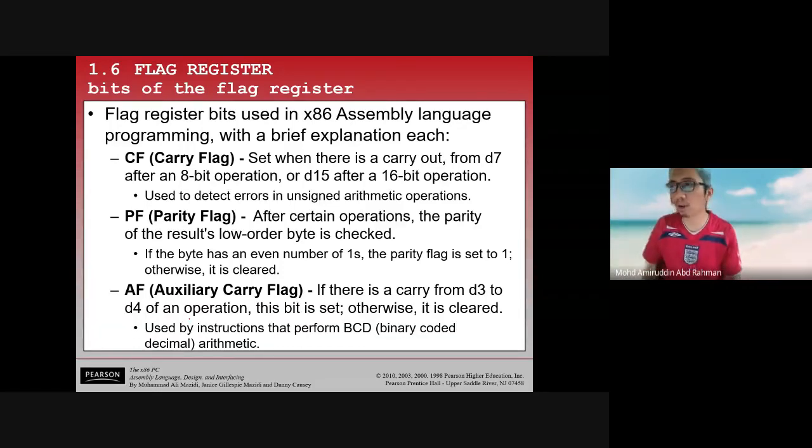Right, so the auxiliary carry flag is set if there is a carry from D3 to D4, for example. Otherwise, it is cleared. Okay, so this is for D3 to D4 only. That's related to the auxiliary carry flag, which is used by instructions that perform BCD, binary coded decimal, arithmetic.